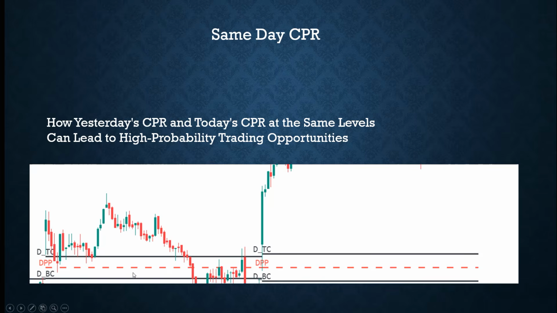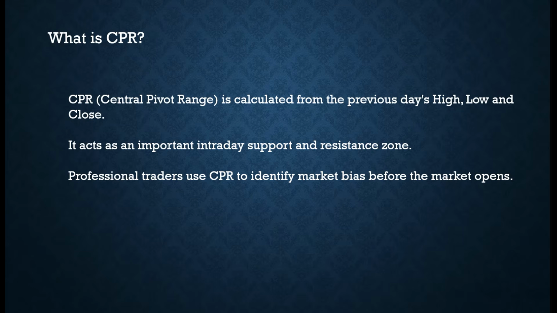In this picture we can see yesterday's CPR, today's CPR, and the pivot point. Yesterday's and today's pivot points are the same, and that is called same-day CPR. So what is CPR? CPR is calculated from the previous day's high, low and close. It is called the central pivot range, and it acts as intraday support and resistance if you are using the daily CPR, and as weekly support and resistance levels if you are using the weekly CPR. Professional traders also use the CPR to identify market bias before the market opens, so we can analyze today's CPR and how the market is going to open.